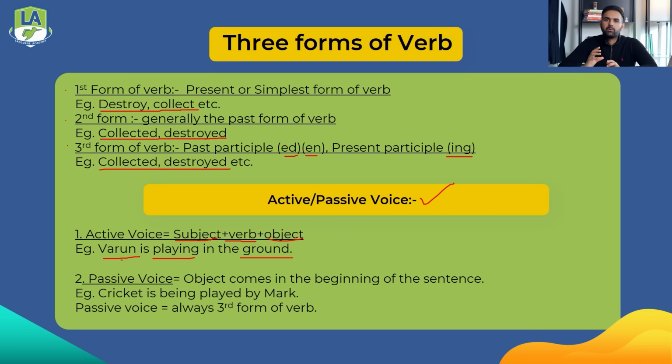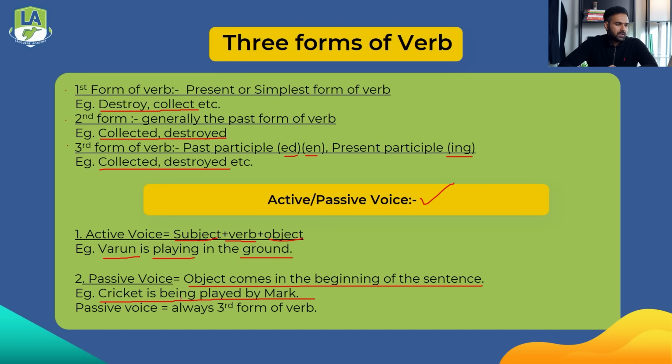Varun is the subject, playing is the verb because that is the activity I am performing, and ground is the object because that is where the activity is being performed. So in English, a sentence is normally formed as subject, verb, object. If the sentence is this way, it is active voice. When the subject comes first and the object comes at the end, this is active voice. What is passive voice? When the object comes in the beginning and the subject comes at the end.